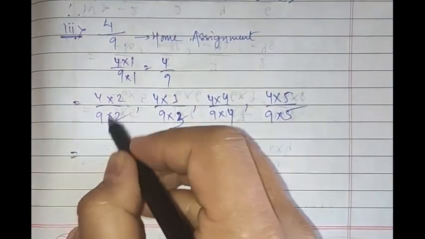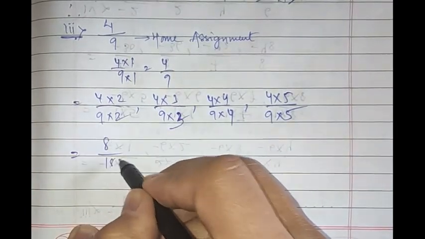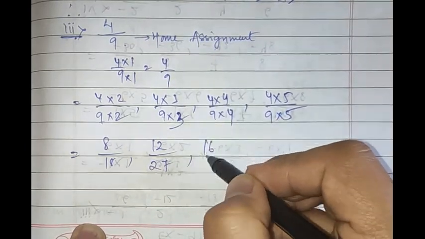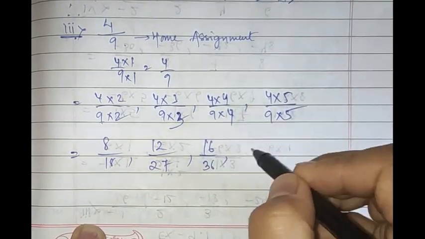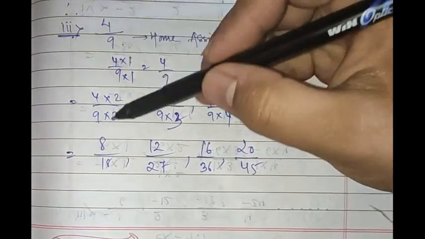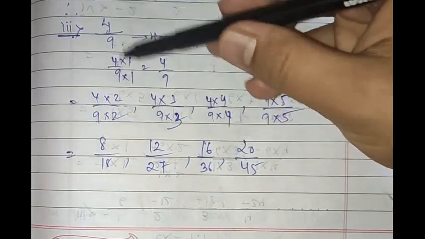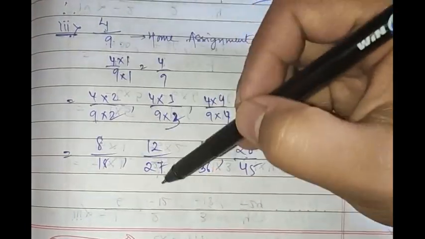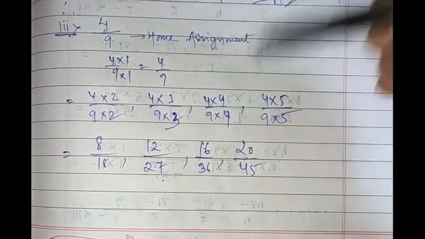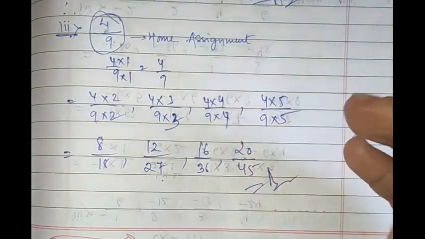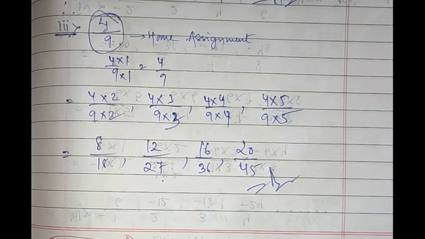Okay, so multiply this. 4 into 2 is 8, 9 into 2 is 18, and 4 into 3 is 12 by 9 into 3 is 27. 4 4s are 16, 9 4s are 36, 4 5s are 20 by 9 5s are 45. So just see the table is getting continuous. 4 1 is 4, 4 2 is 8, 4 3 is 12, 4 4 is 16, 4 5 is 20, 9 1 is 9, 9 2 is 18, 9 3 is 27, 9 4 is 36, 9 5 is 45. So these are your 4 rational numbers equivalent to this number. Okay, so with this we are over with our home assignment. Let us start solving question number 4.